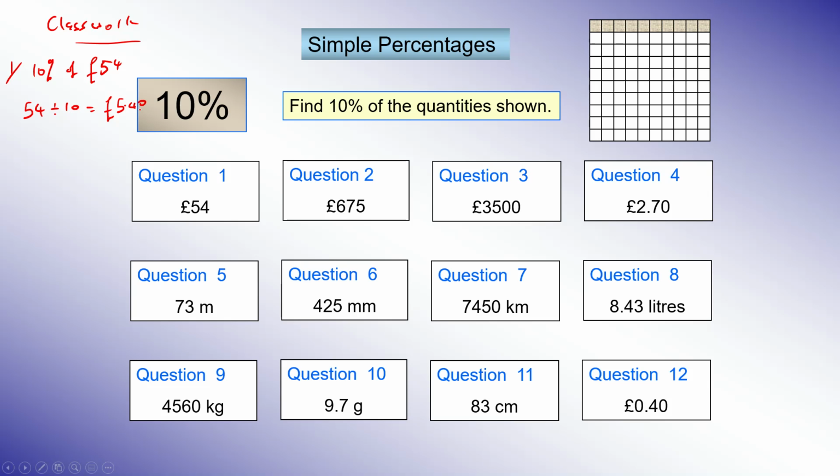Okay, good. So hit pause. Copy question 1 down. Attempt all 12 questions. When you've done that, hit play and we'll go through the answers.